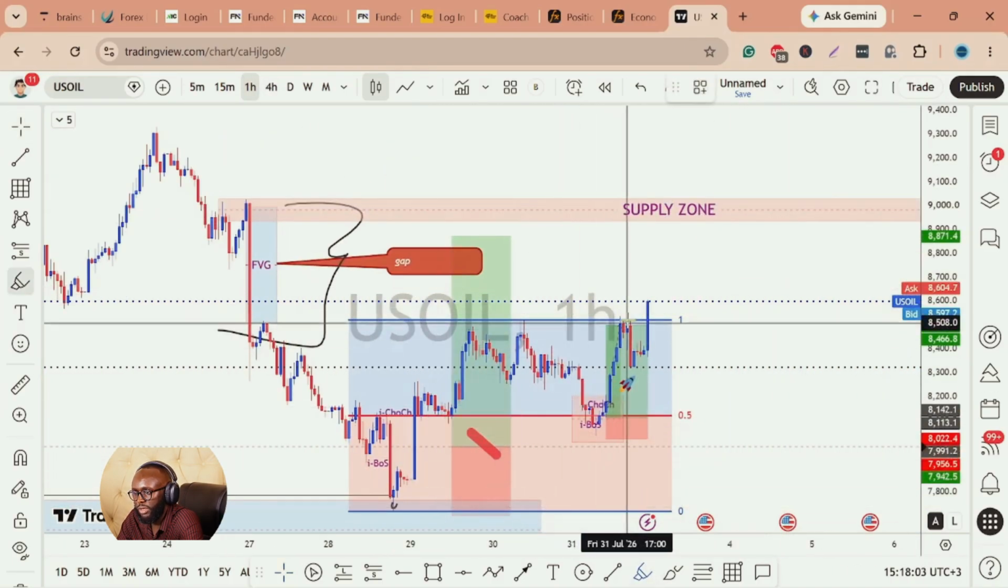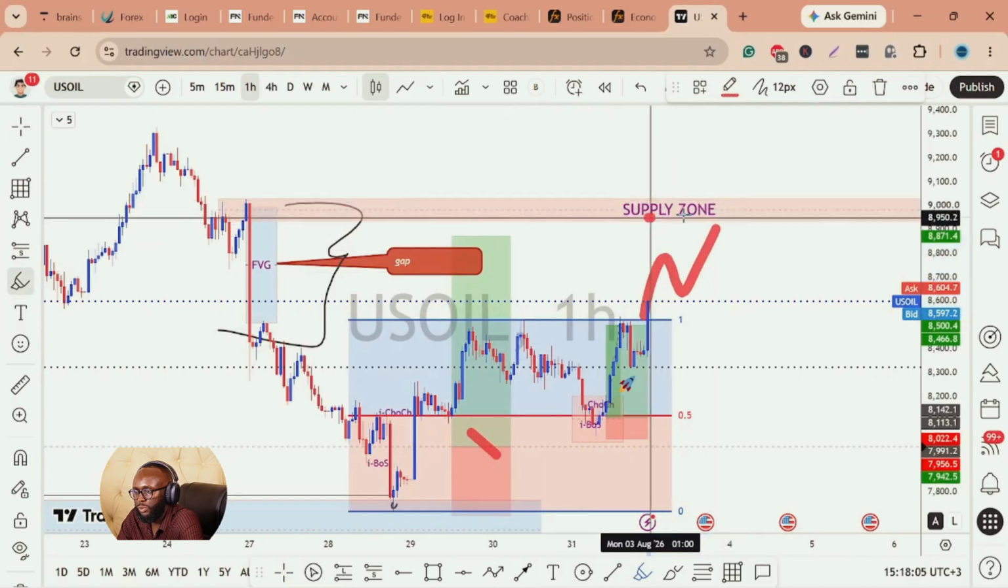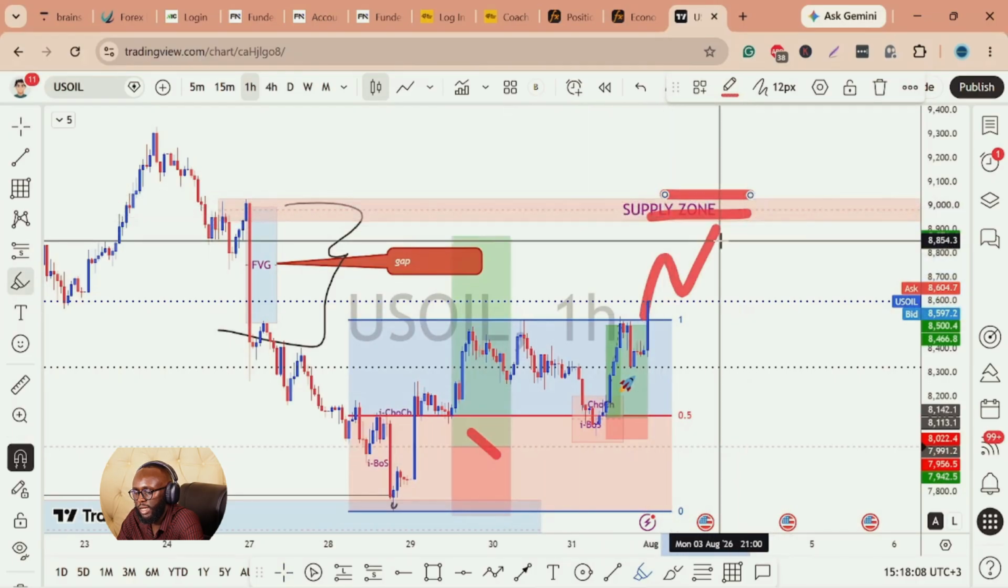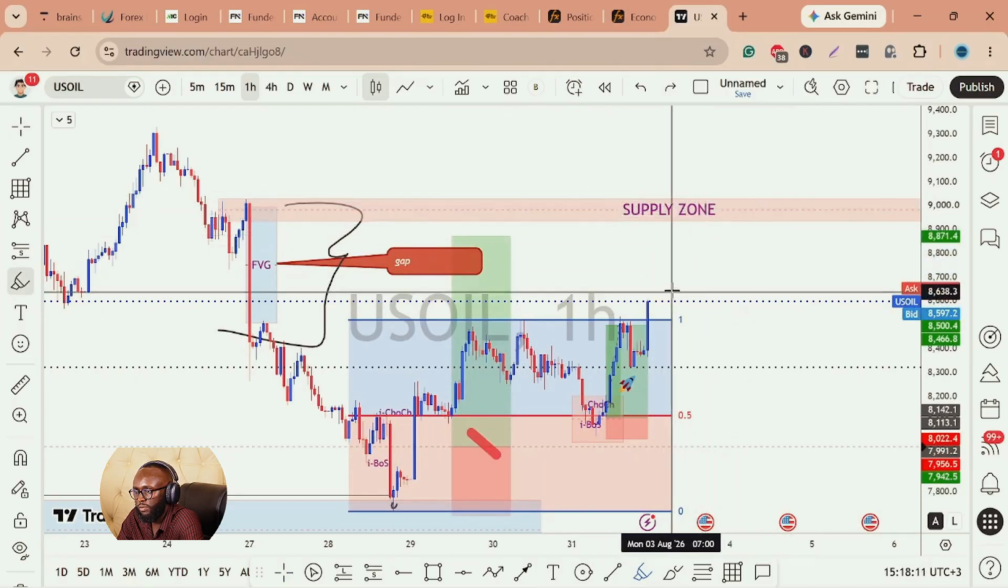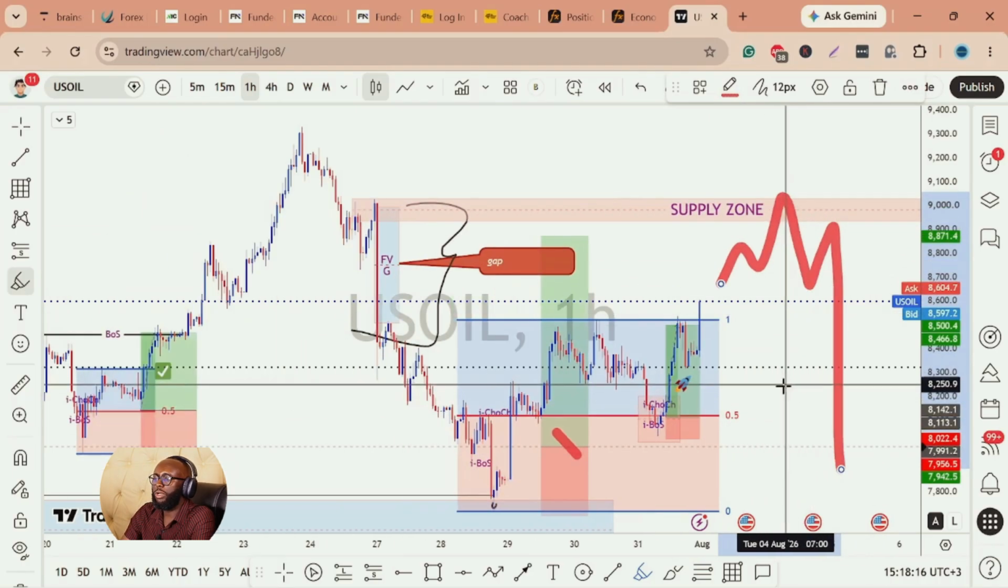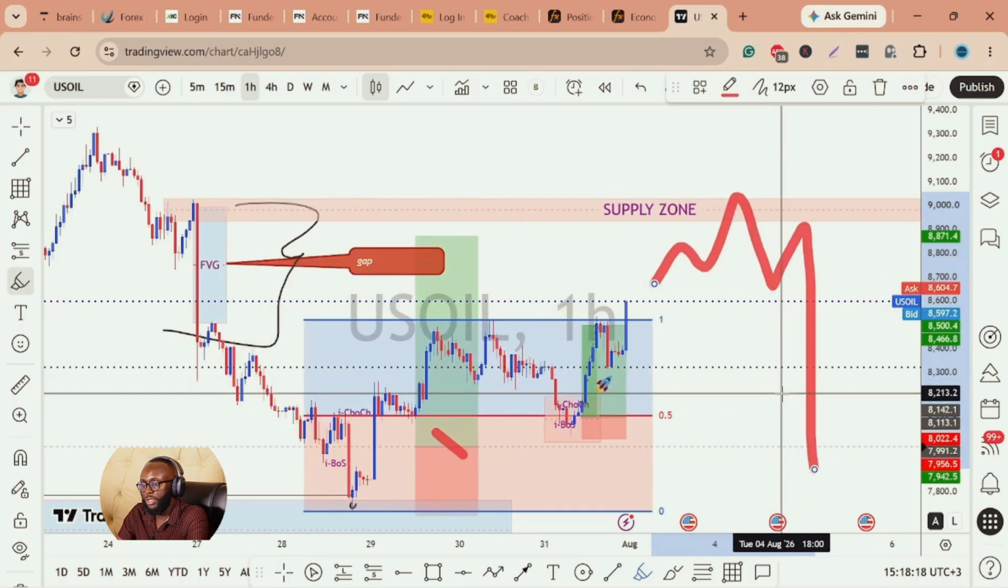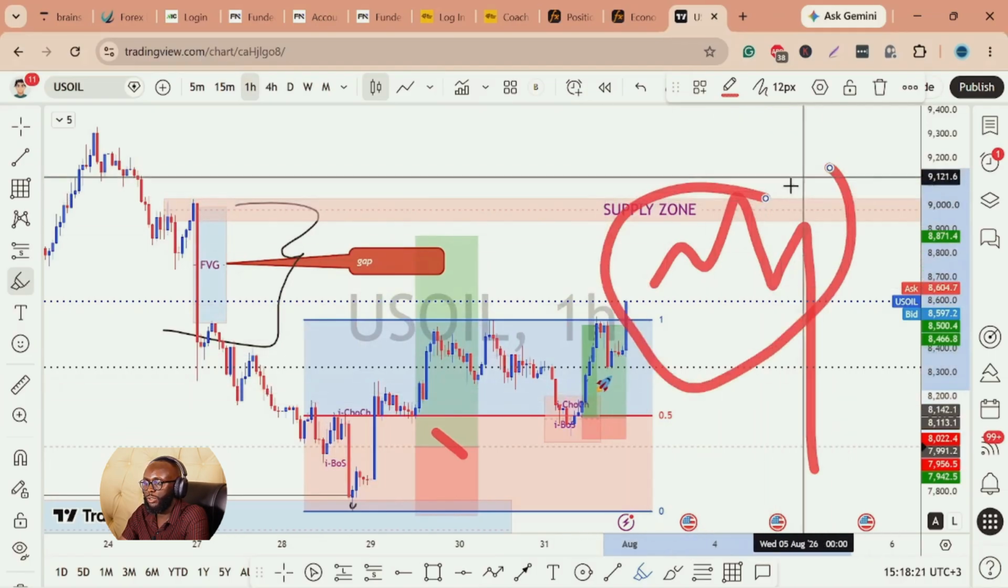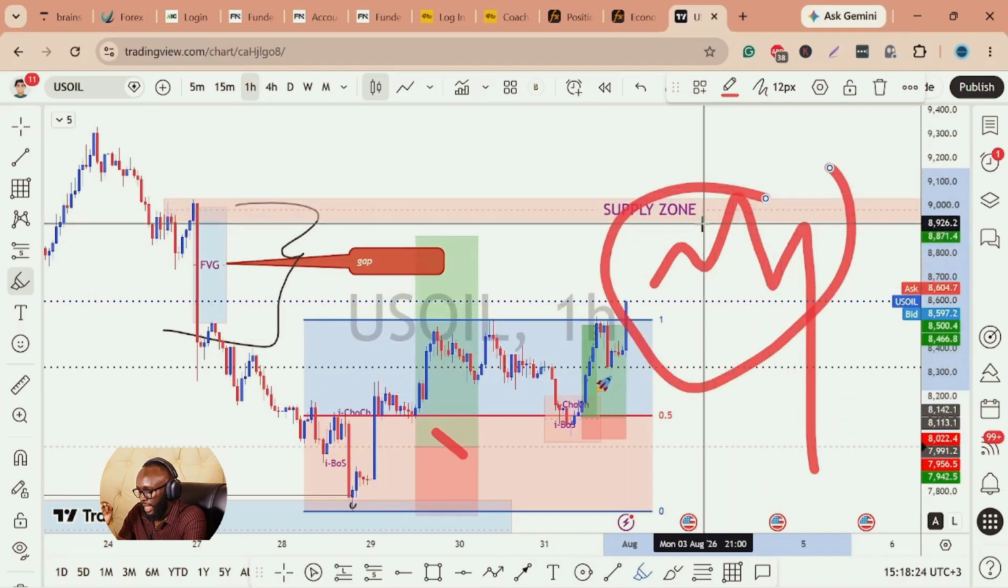So I still expect the price to push higher, come to this particular 4-hour supply zone. Once we get here, of course, we'll be looking for our signature setup model to go shorts on US oil. And if it's not even long-term shorts, at least we should be getting a reaction of this particular level.